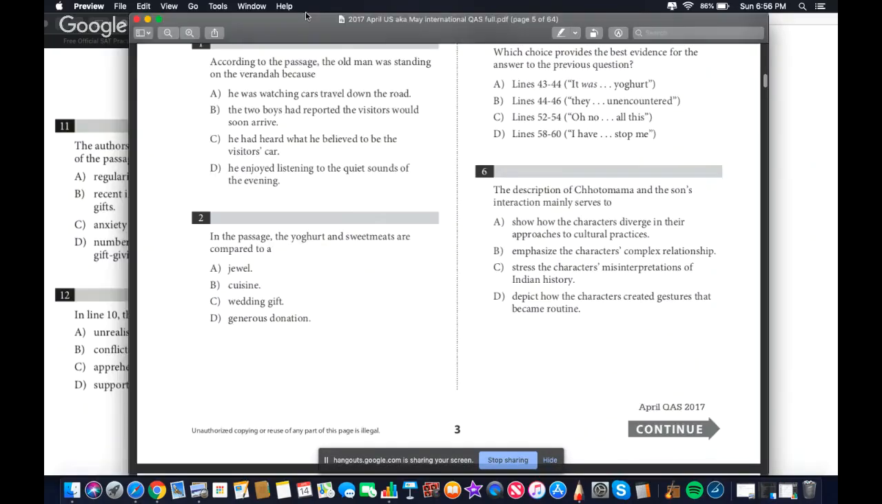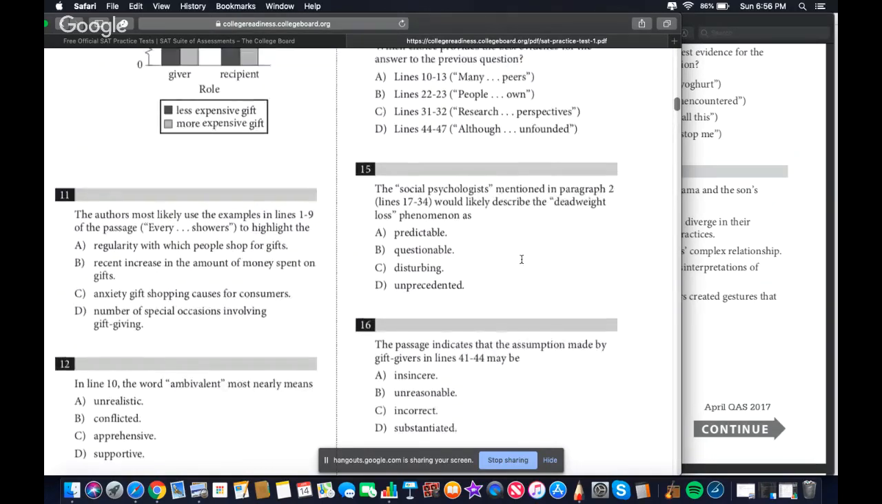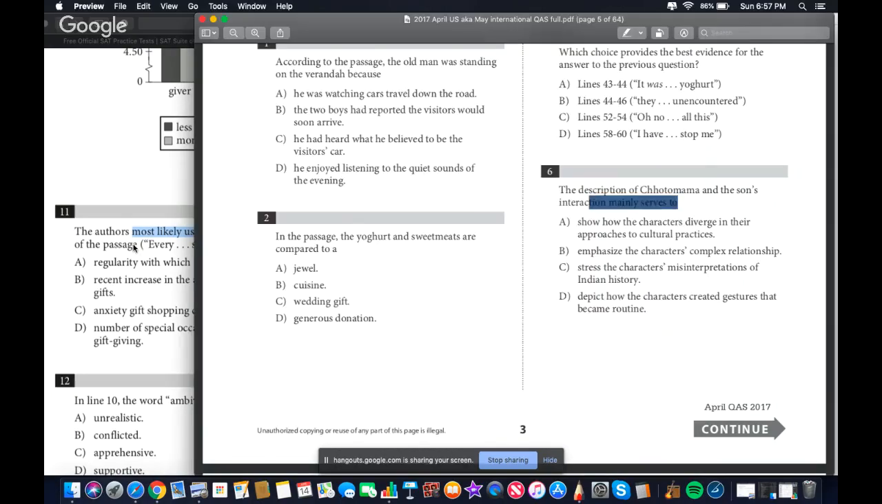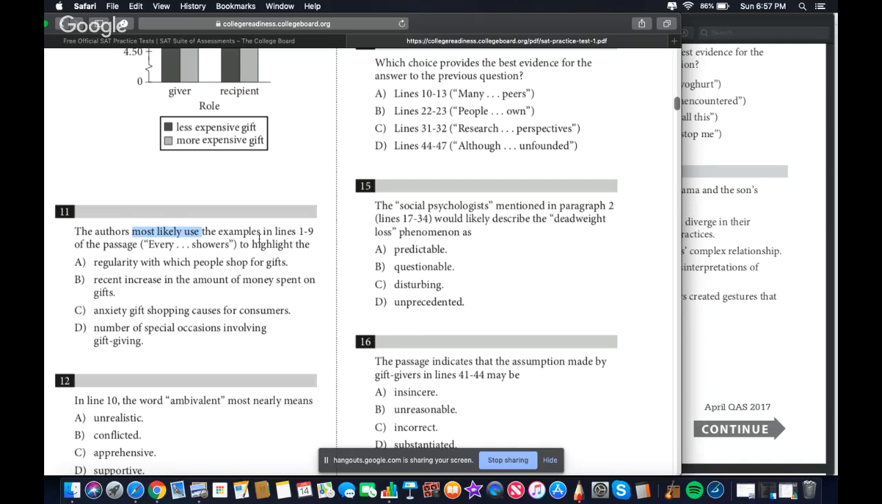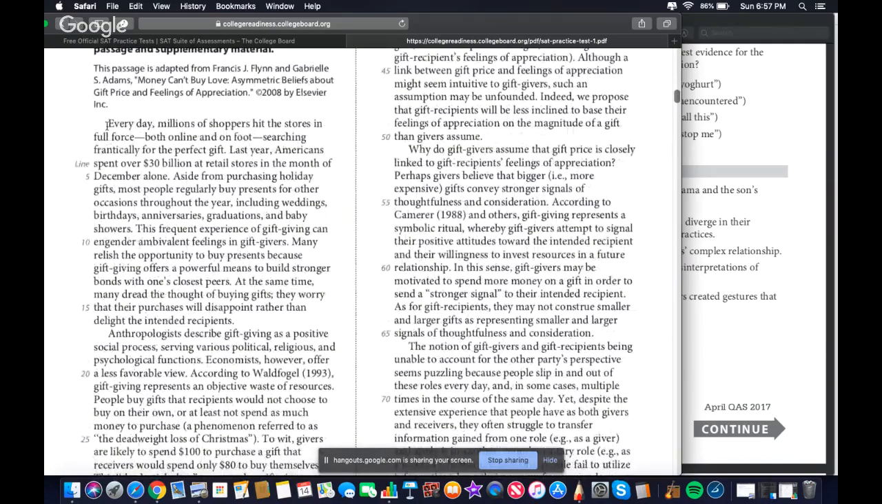I think I can pull this up on another test too when I look above or below. Ah, yeah, this is a really good one, really difficult one. This number 11 says the authors most likely use, right? So the previous one said mainly serves. This one says most likely use. Same style. They use the examples in 1 to 9 to highlight what? Okay, 1 to 9. Obviously, we can't go above that, but I'll read it.